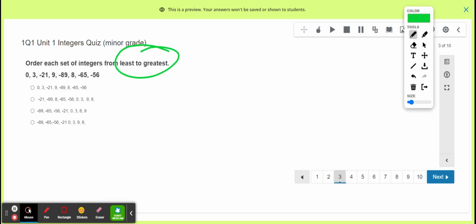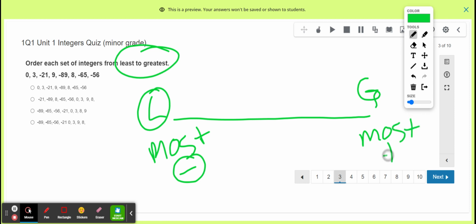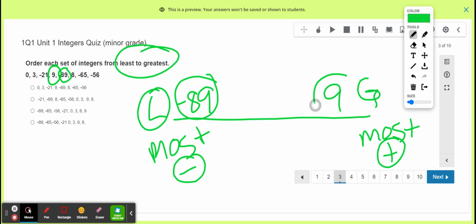Put these into order from least to greatest. So our least is going to be the most negative, and greatest is going to be the most positive. First we're going to go down here and find the most negative. It looks like that's -180 or -89. And then we try to find the most positive, which would be 9. So we're starting with -89, and then we're going to go up to 9.